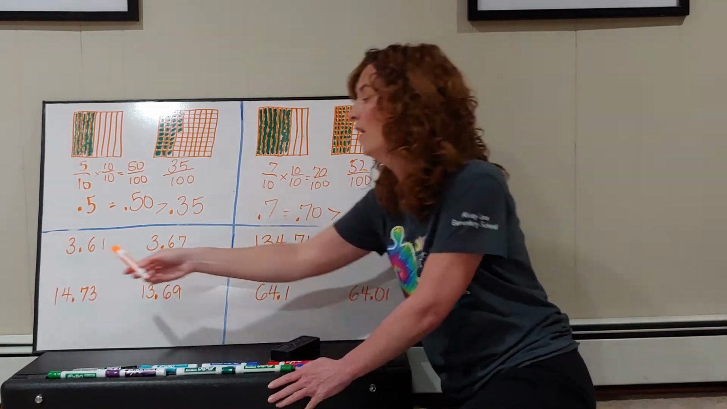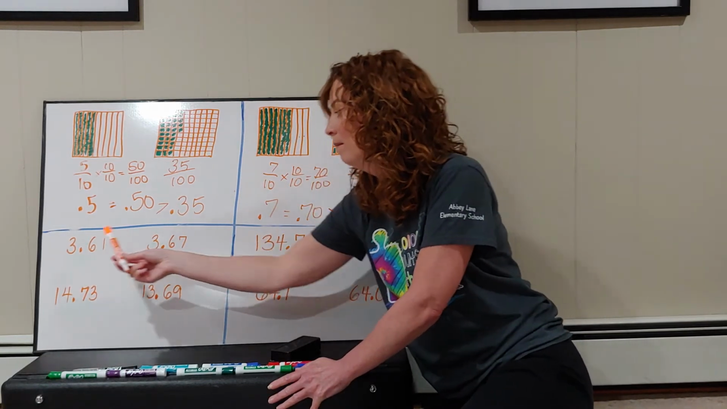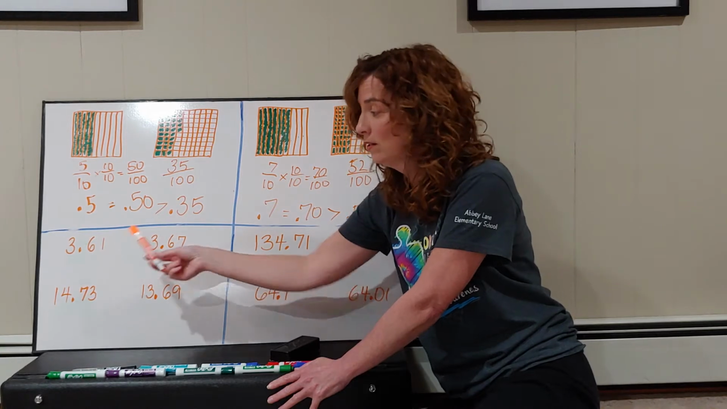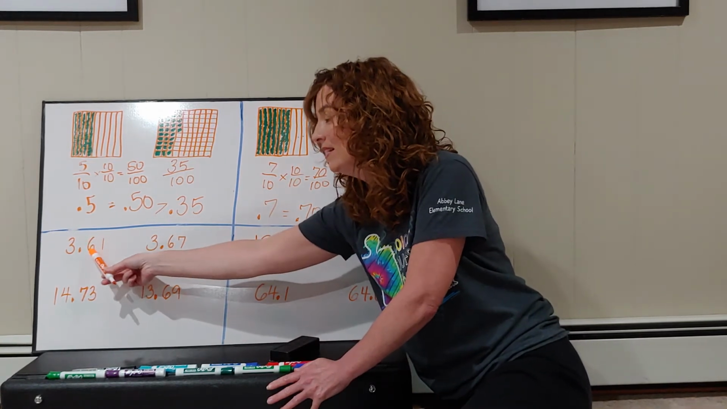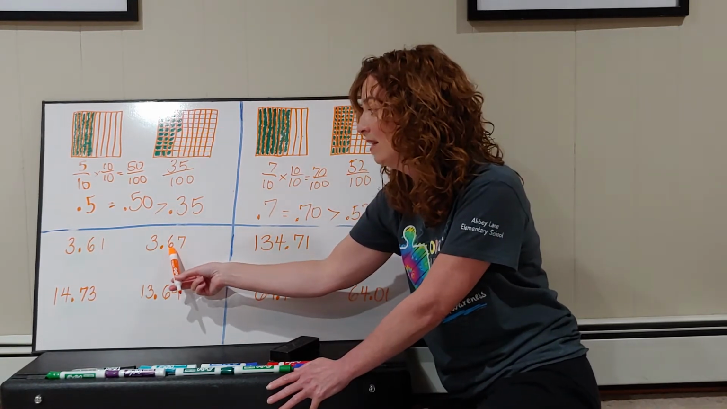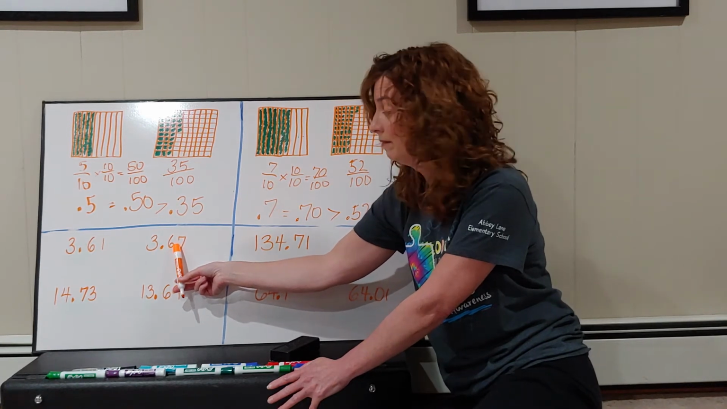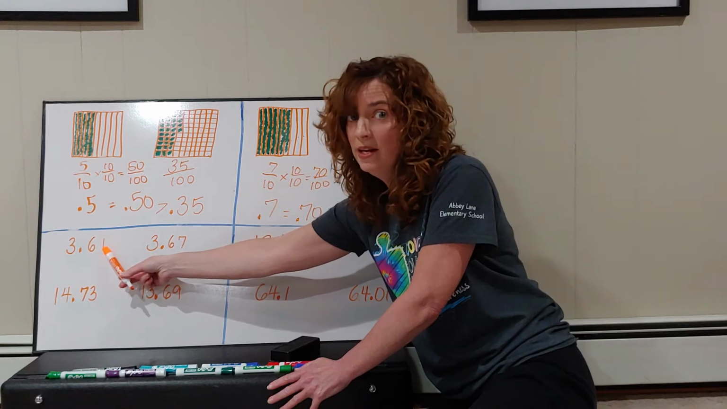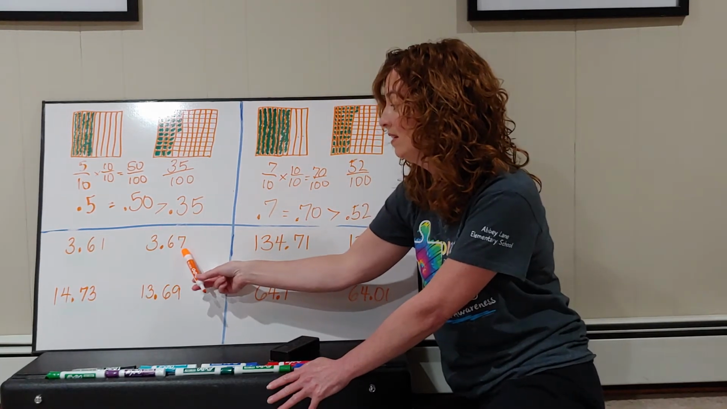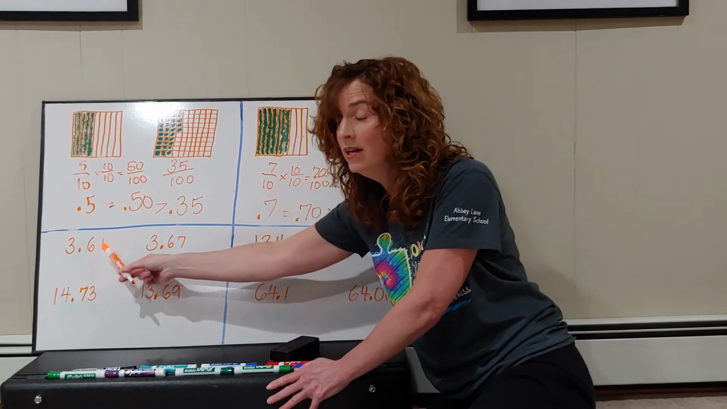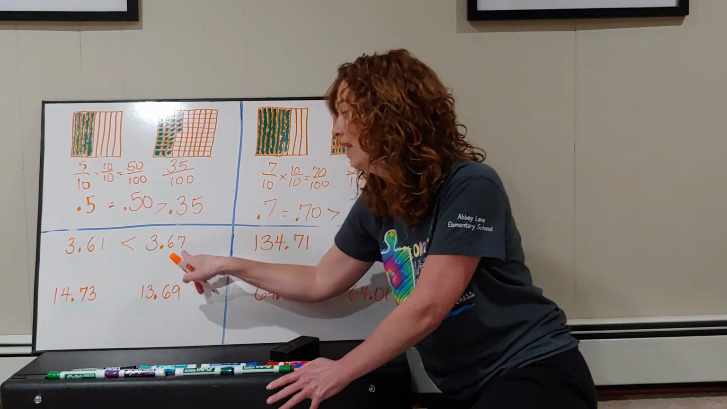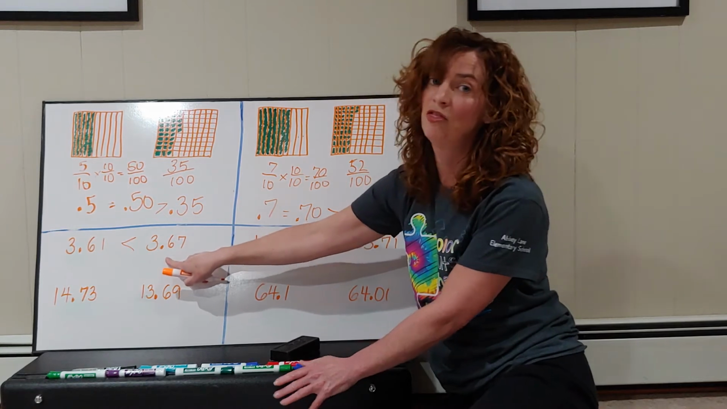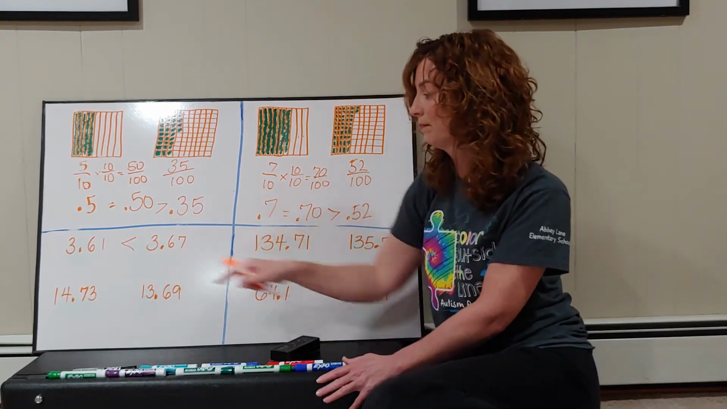All right, let's look over here. Start with your largest place value. We have a 3 in the ones column and a 3 in the ones column. So is that going to tell us the answer? No, because they're equal. And we have a 6 in the tenths column and a 6 in the tenths column. Is that going to tell us the answer? No. Then we have a 1 in this hundredths and a 7 in this hundredths. So I know that 1 is less than 7. So therefore 3 and 61 hundredths is less than 3 and 67 hundredths.